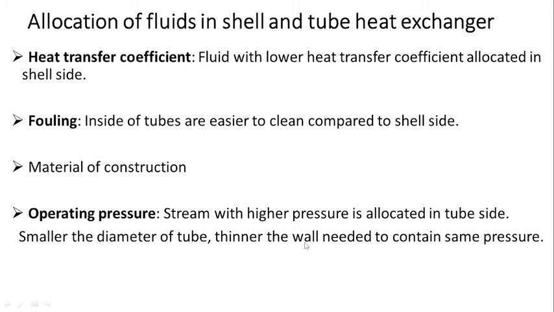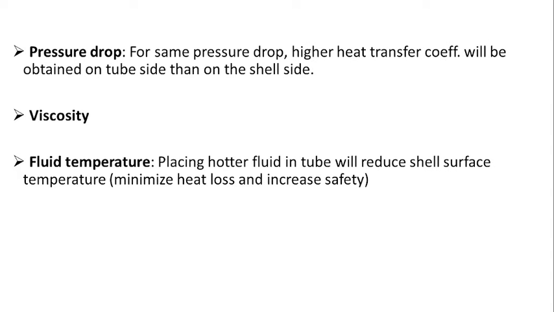Then next one is the pressure drop. Pressure drop across the tube. For the same pressure drop, a higher heat transfer coefficient will be obtained on the tube side than the shell side. So fluids with lower allowable pressure drop are normally allocated in the tube side.